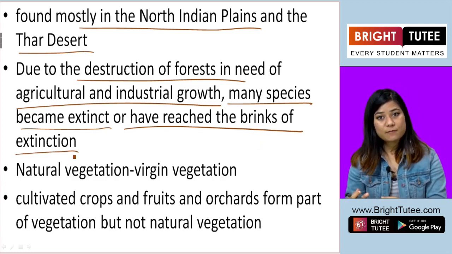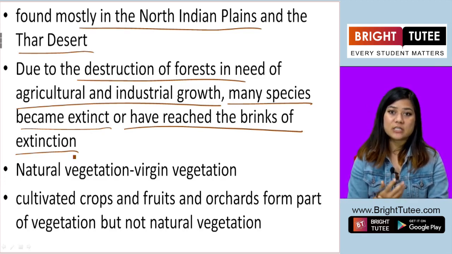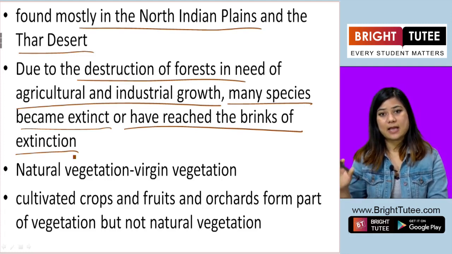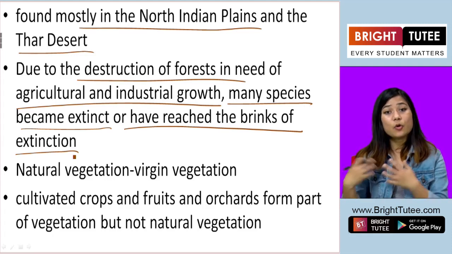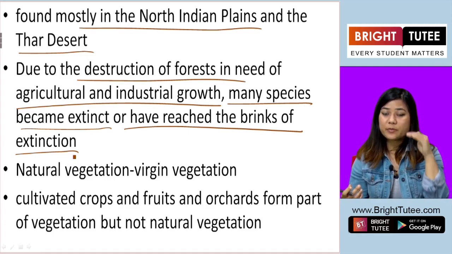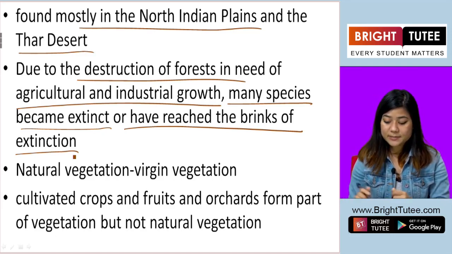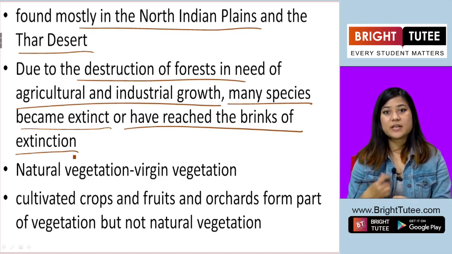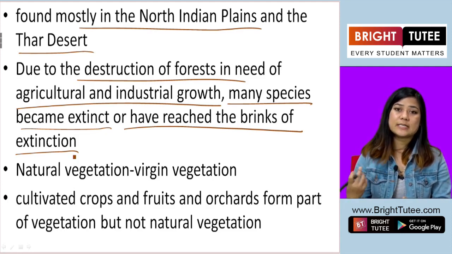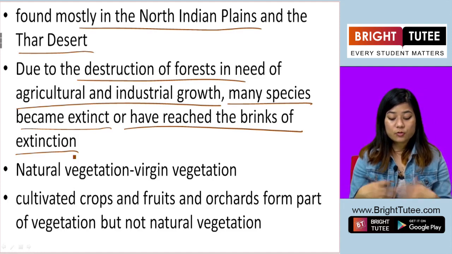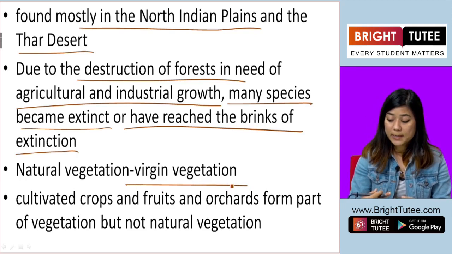If people are not careful with their actions, with how they are taking care of their needs, then by their careless actions of destroying the forest, cutting down the trees, okay, they are at the brink of taking those species to extinction. Alright. The vegetation which is natural, which does not need any form of human intervention, which does not need any help from people, okay, those natural vegetations are also called virgin vegetations, okay.